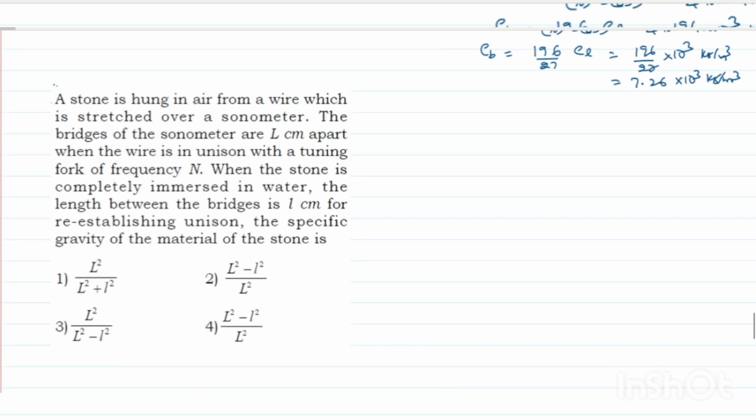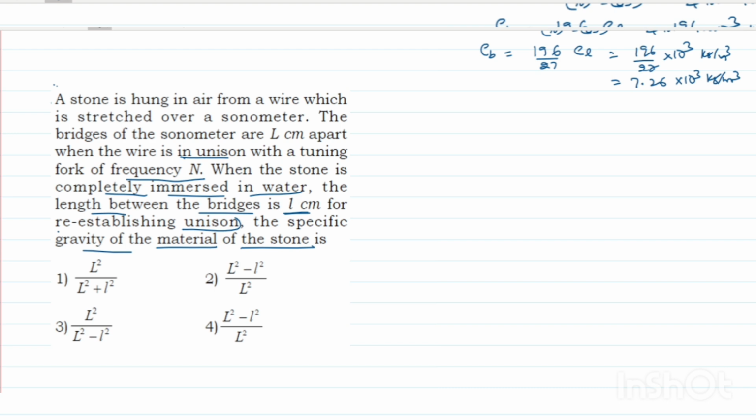Here a stone is hung in air from a wire which is stretched over a sonometer. The bridges of the sonometer are L centimeter apart when the wire is in unison with a tuning fork of frequency N. When the stone is completely immersed in water, the length between the bridges is l centimeter for re-establishing the unison. They are asking the specific gravity of the material of the stone.